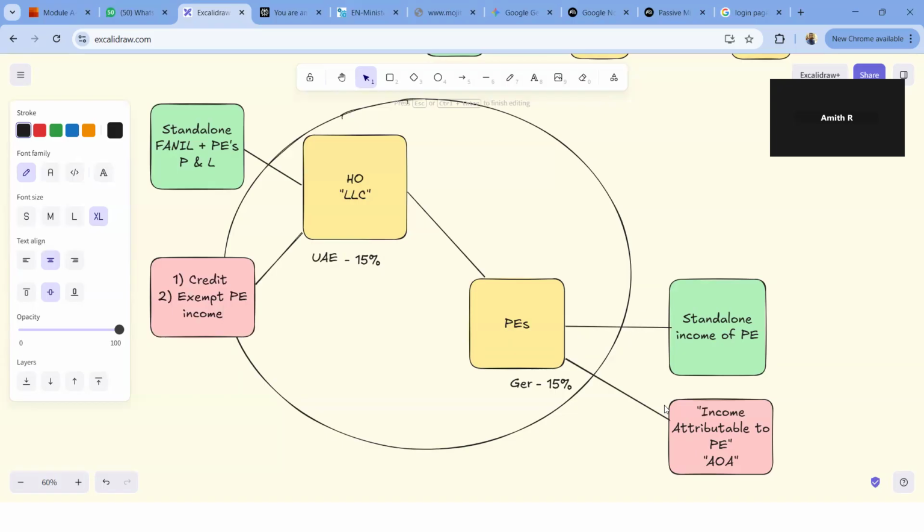Yes or no, Article 25? So my tax payable would be reduced, either because I'll get a credit or because I will just exempt the income that is attributable to PE. This is how the taxation works. Yes or no? Any doubts there?